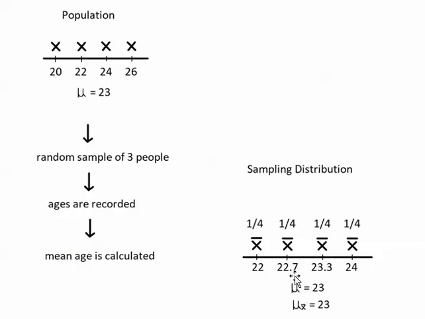This is just saying that the population mean is 23. It's saying that the mean of these 4 people is 23. This is saying that the mean of the 4 sample means is 23. Mu x bar is the mean of the means. If you add these 4 sample means and divide by 4, you'll get 23.